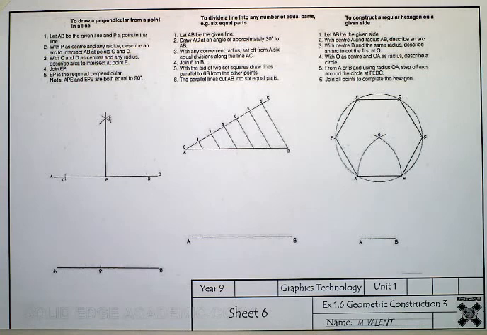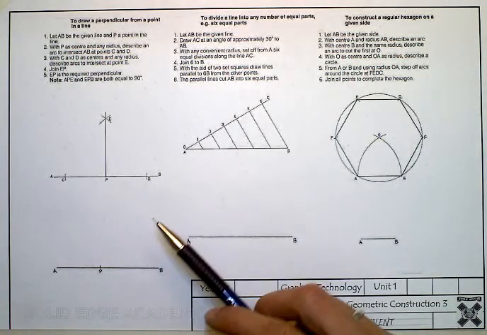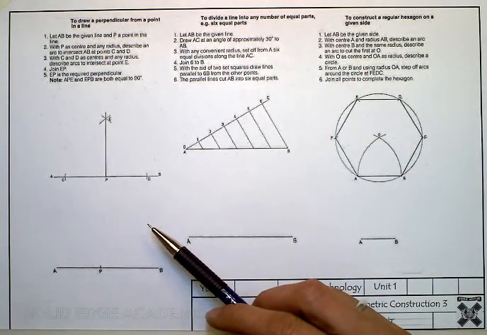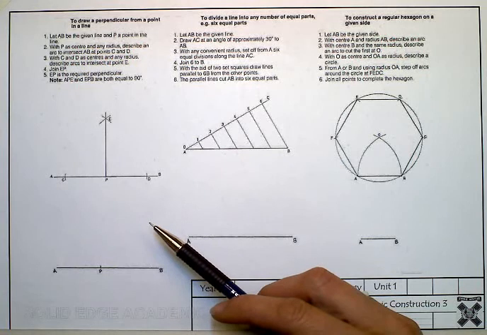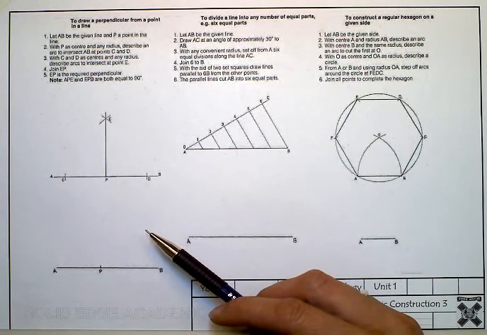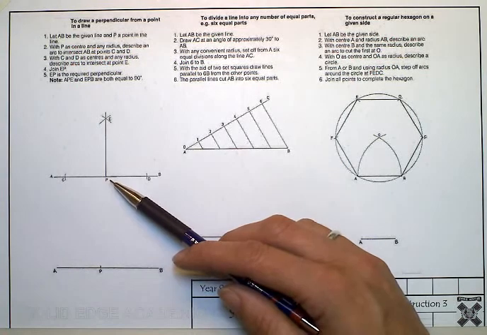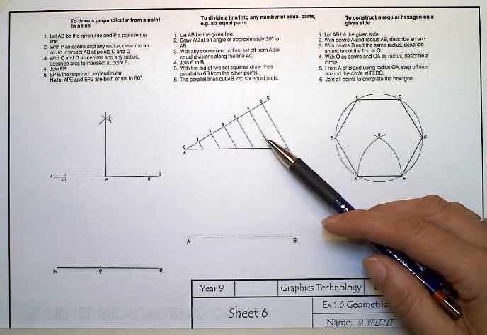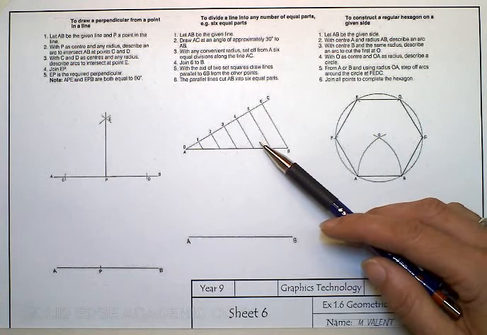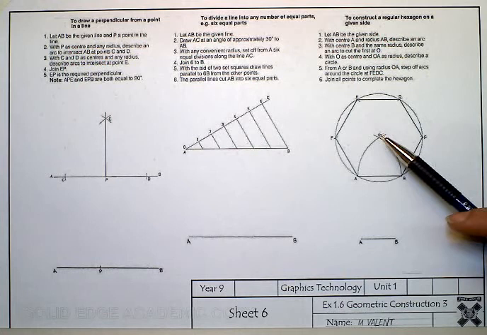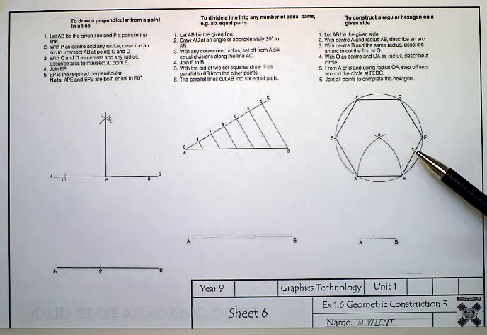Here we have exercise 1.6, geometric construction 3. In this third page or exercise, we're going to draw a perpendicular from a point in a line, any point in the line; to divide a line into any number of equal parts, such as 6, which is shown here; and to construct a regular hexagon on a given side.